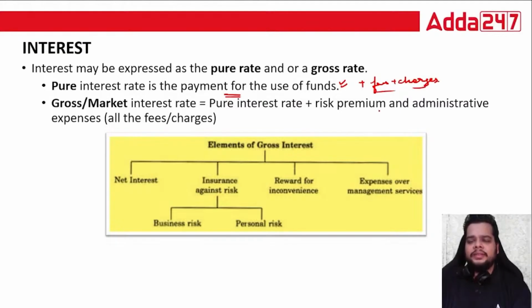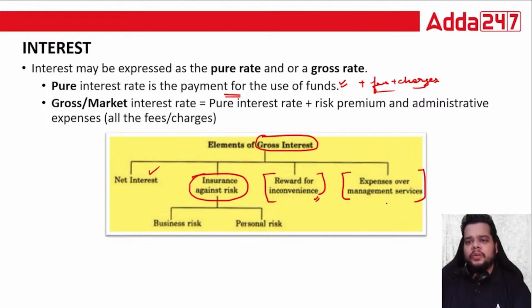Once we add these fees and charges, we arrive at the gross interest. So gross interest includes the net interest, along with insurance against the risk involved in lending, plus a reward for the inconvenience of that particular amount. Along with that, we also have the expenses of management services. How you are managing the entire amount which you have provided to a particular customer also entails certain expenses, and you will recover all these by charging the customer a gross or market interest rate. So it includes pure interest plus risk premium and admin expenses, all the fees and charges.